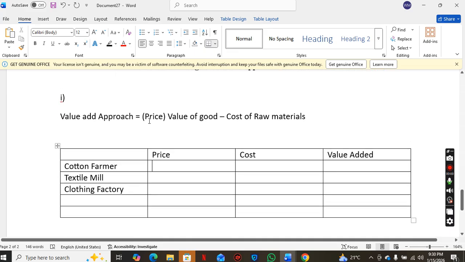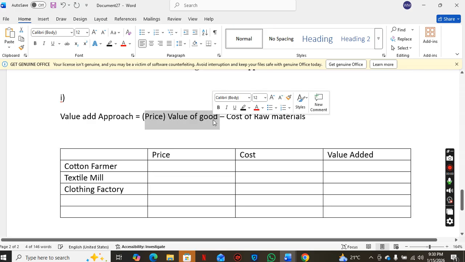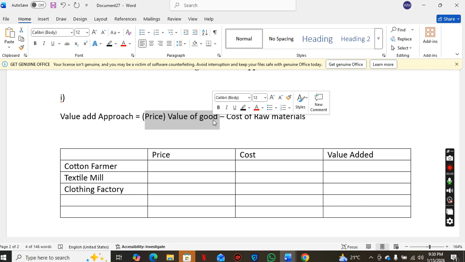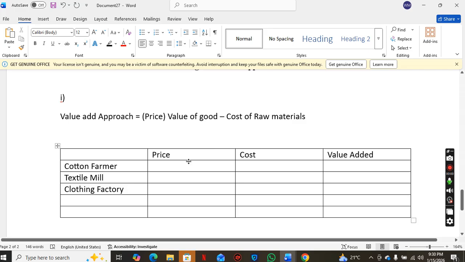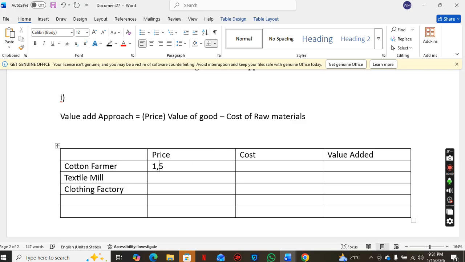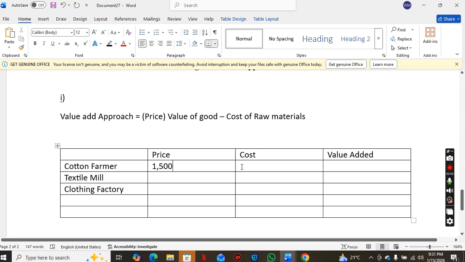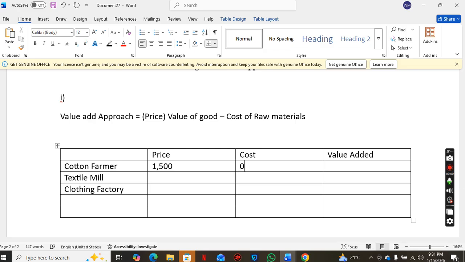Okay, the value added is the price of the good minus the cost of the raw materials. Think of it as the value added to the raw materials basically. So the cotton farmer grows cotton and sells that cotton for 1,500. They haven't given us any cost of the raw materials, so you say cost here 0.